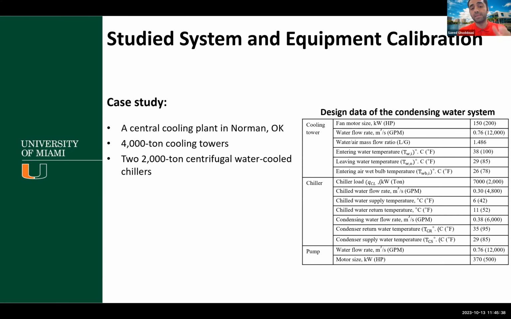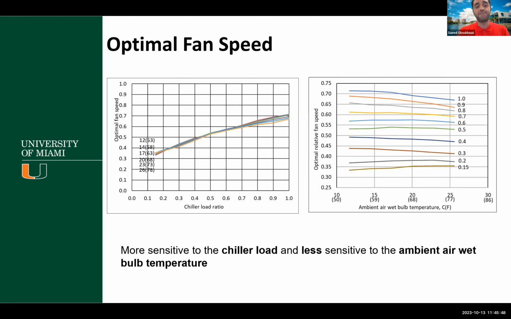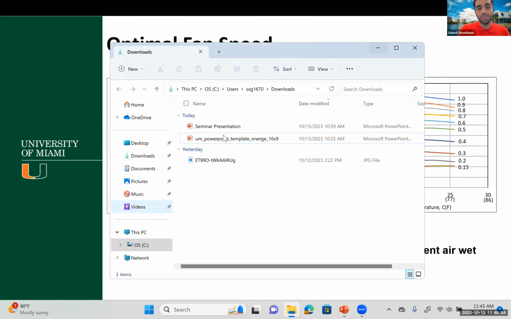And based on this calibrated model, we applied our model on this case study and tried to find the optimal fan speed to minimize the energy usage, to minimize the energy input of the cooling system.